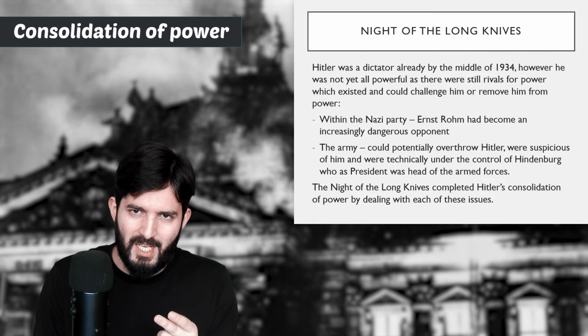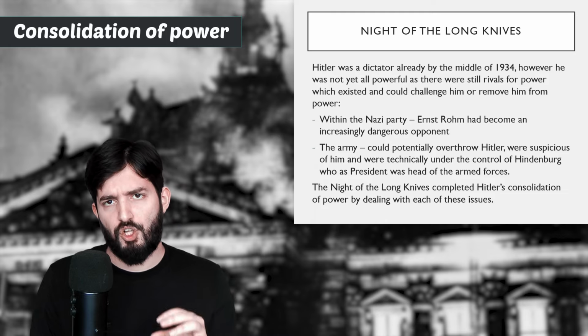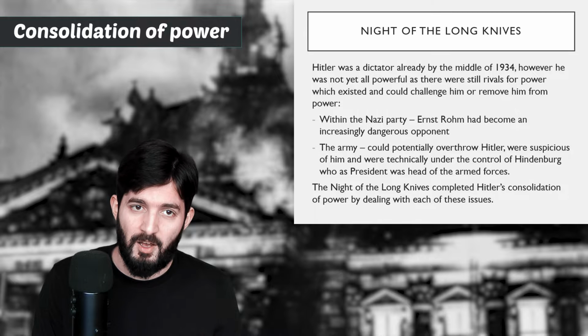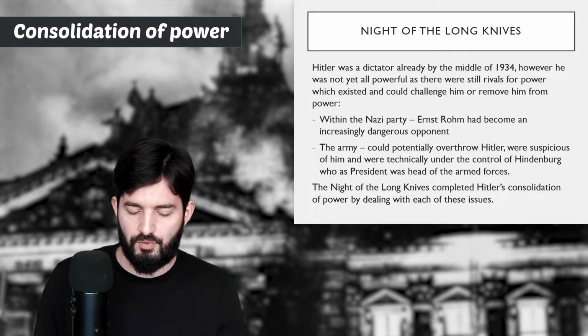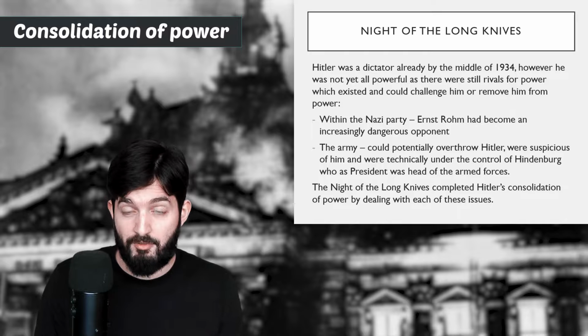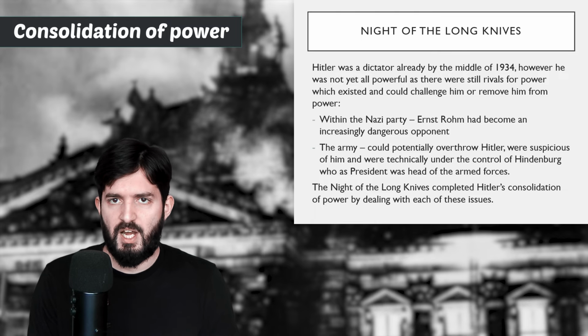There's two main groups here that Hitler's really concerned about. The first is he's got potential rivals within the Nazi party itself. In particular, the leader of the SA, Ernst Röhm. I'll discuss it more in a second. He's become an increasingly dangerous opponent for Hitler for a variety of reasons that I'll come on to in a moment. The second group, now this is really a threat to any leader.